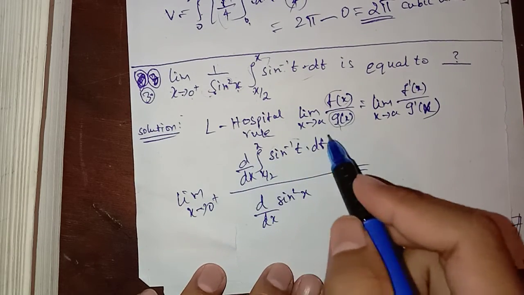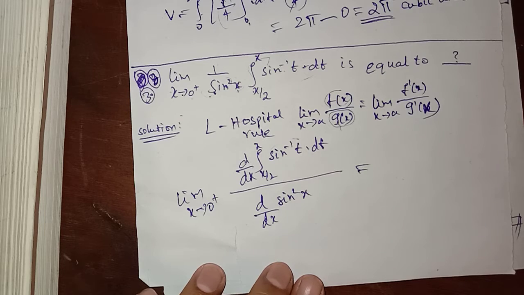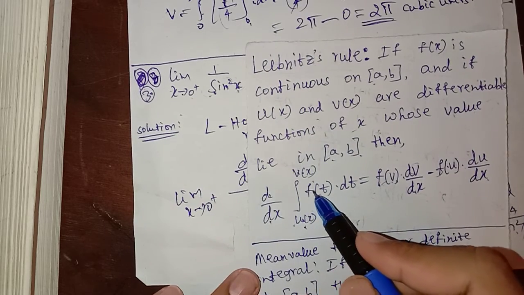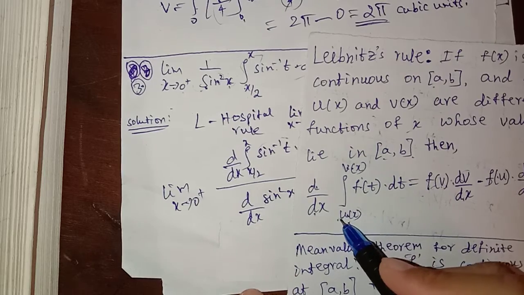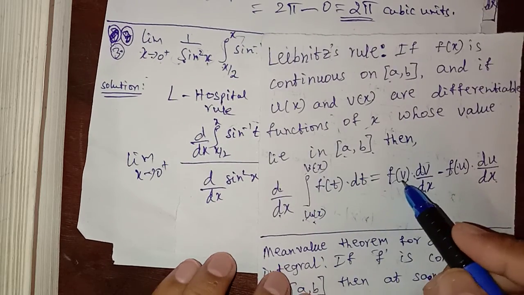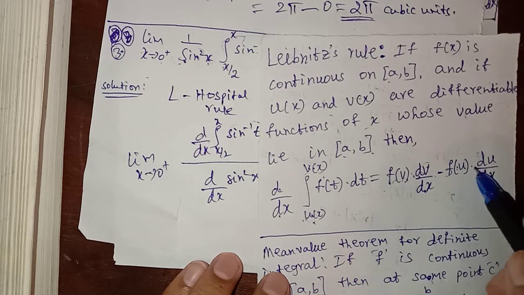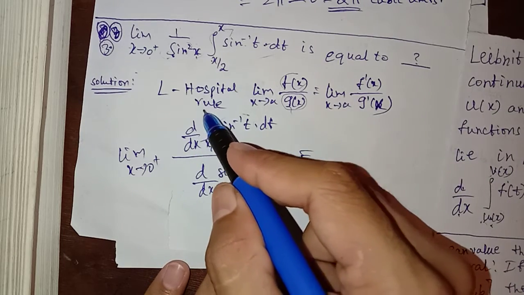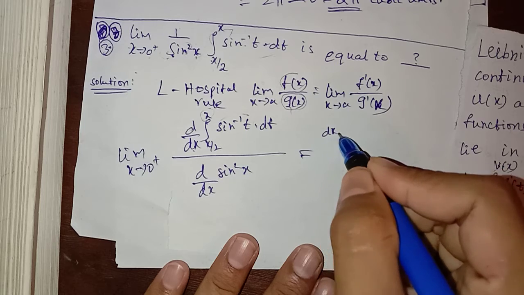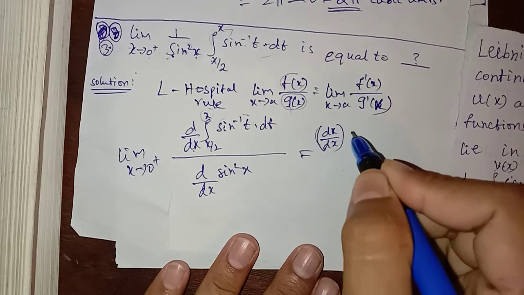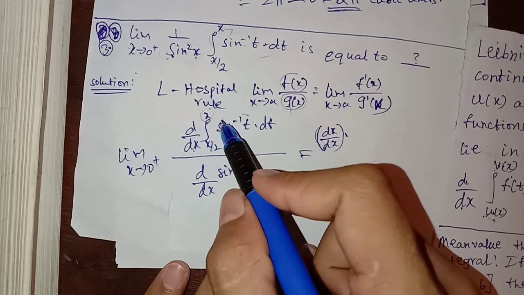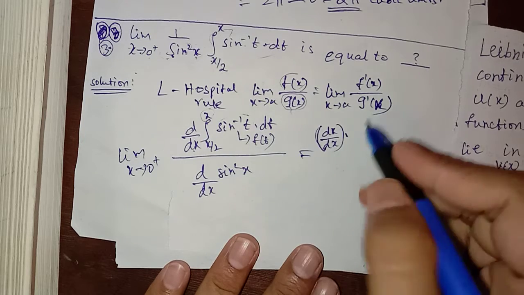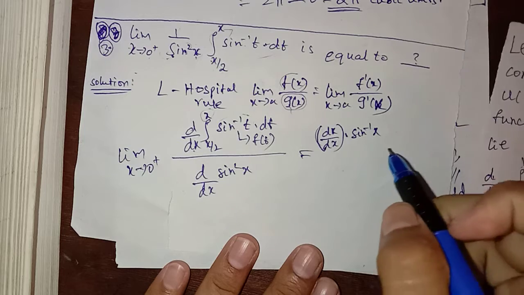What is differentiation of this one? We have another rule, which is Leibniz rule, to differentiate the integral of f of t dt from u of x to v of x. F of v into dv by dx minus f of u into du by dx. Here we have to differentiate x with respect to x, that is dx by dx, into f of x. Here f of t means this is f of t. So what is f of x? That is sine inverse of x.